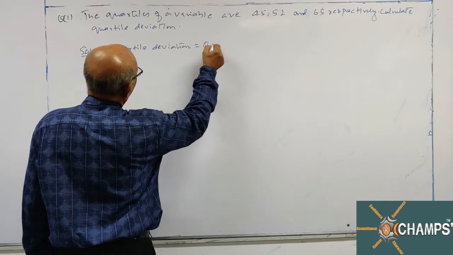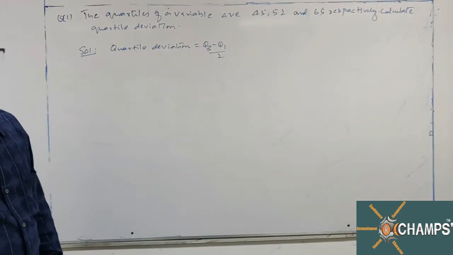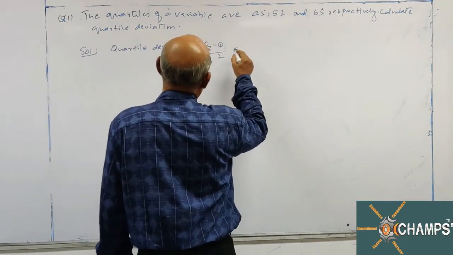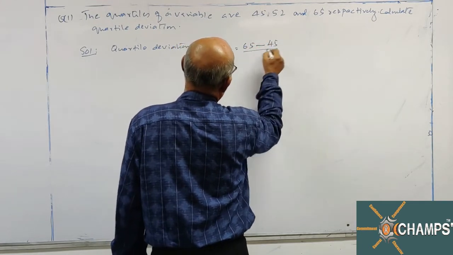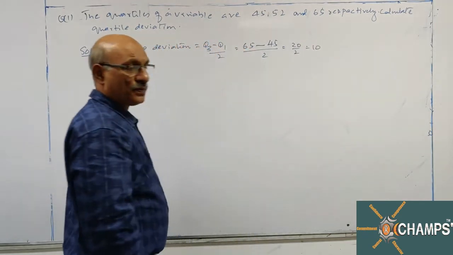Quartile deviation is Q3 minus Q1 divided by 2. Q3 is 65, Q1 is 45, divided by 2. 20 divided by 2, 10.